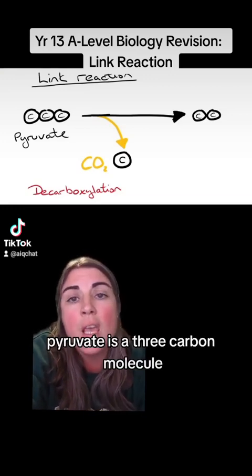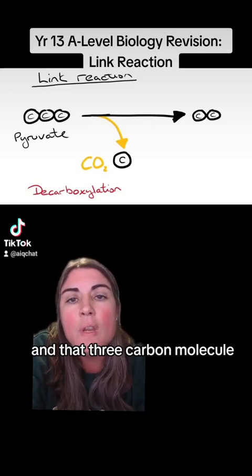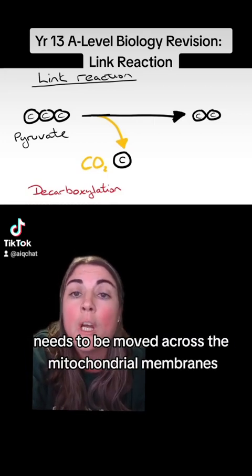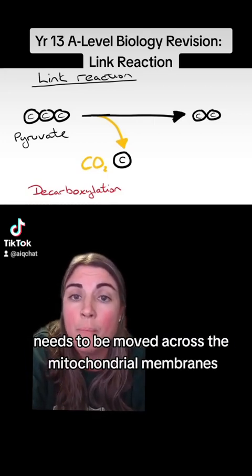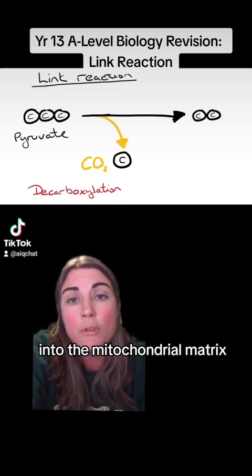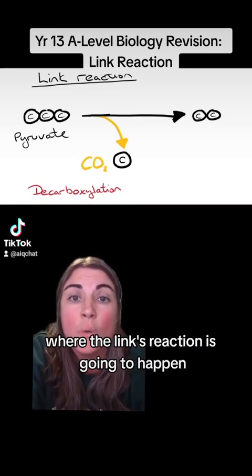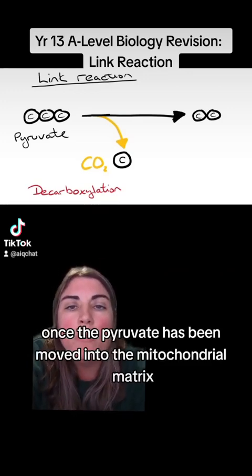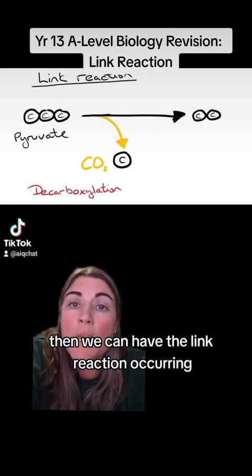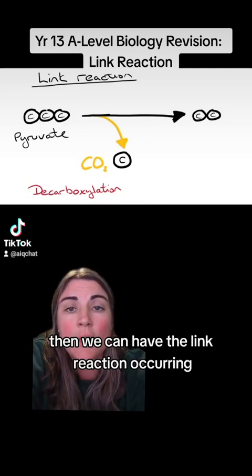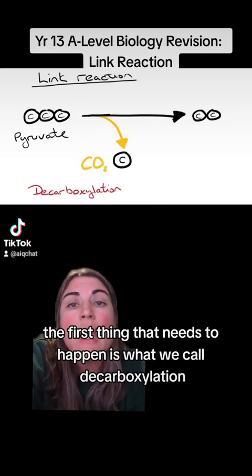Pyruvate is a 3-carbon molecule, and that 3-carbon molecule needs to be moved across the mitochondrial membranes into the mitochondrial matrix where the link reaction is going to happen. Once the pyruvate has been moved into the mitochondrial matrix, then we can have the link reaction occur. And the first thing that needs to happen is what we call decarboxylation.